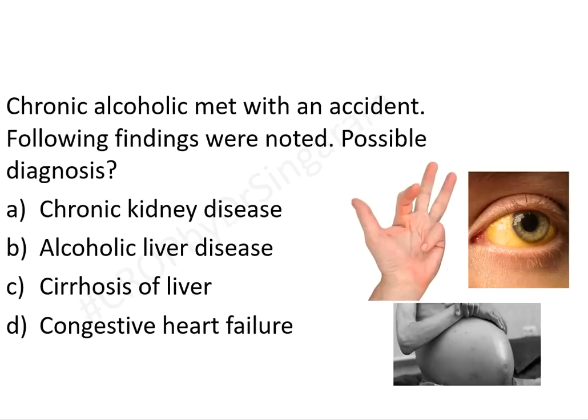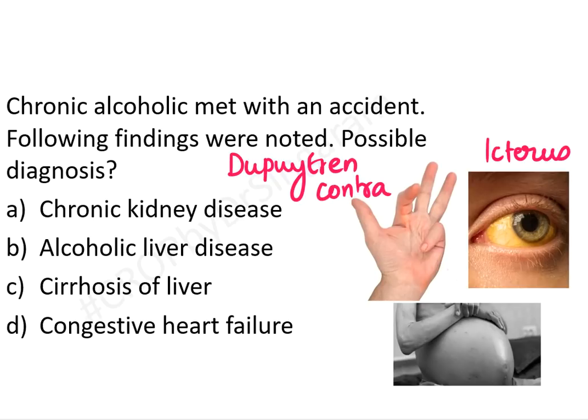A chronic alcoholic met with an accident. On examination of the patient, the following findings were noted. What is the possible diagnosis? Now, what you are seeing in the pictures are some very characteristic findings. One is the icterus. You are seeing the icterus in the sclera. What you are seeing is that the patient's hands are folded like this. This is actually due to a contracture called Dupuytren's contracture. Very classical Dupuytren's contracture. Next you are seeing this tense, distended abdomen, that is the ascites.